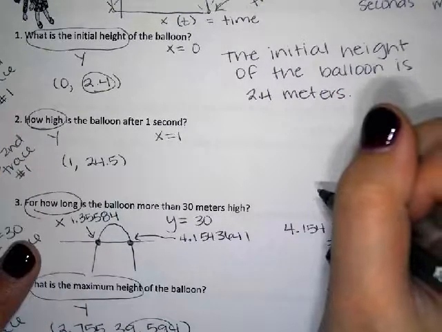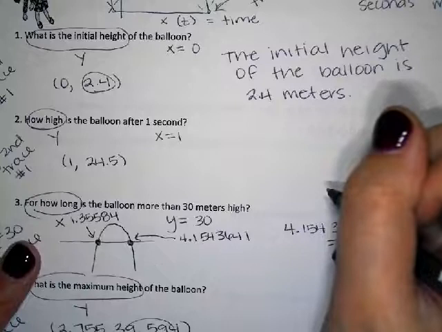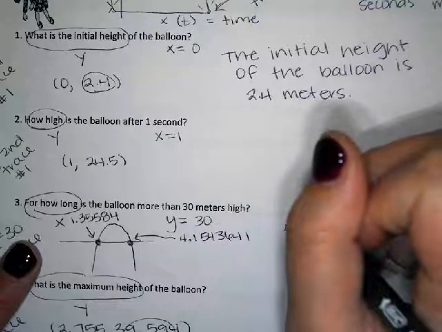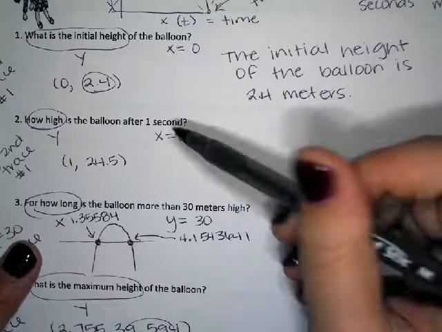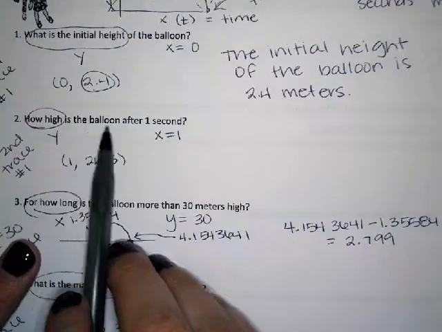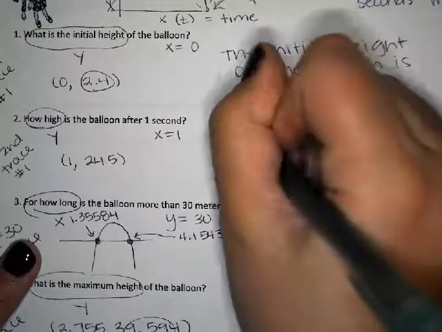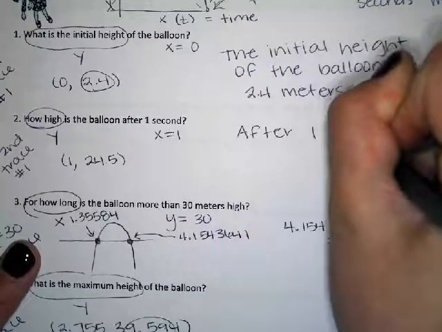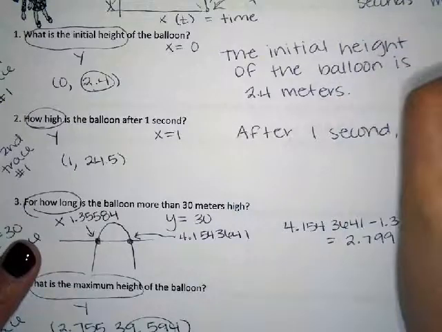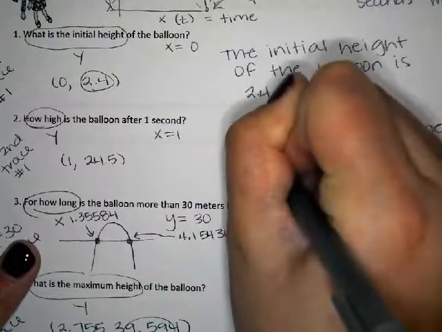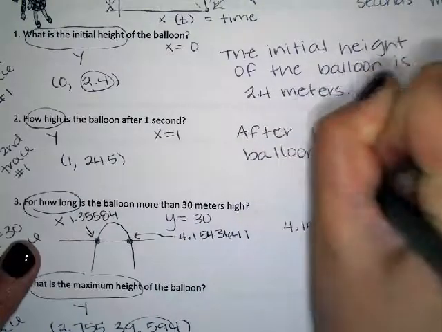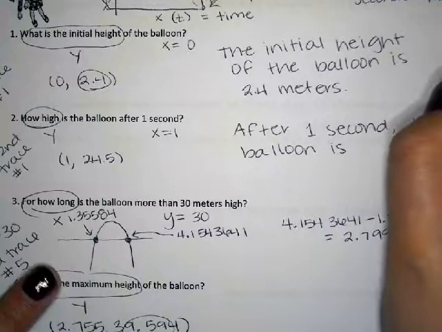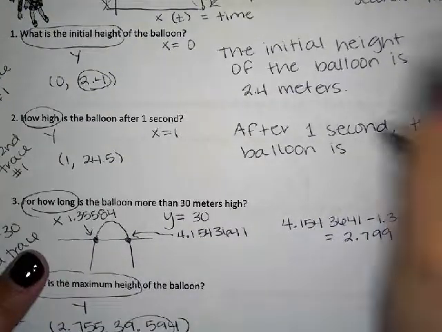All right. How high is the balloon after 1 second? After 1 second, comma, the balloon is. See, math is not my. You can't write one. You have to do it in proper sentences. It's one. I think it's fine. I remember that from my English teacher. After 1 second, the balloon is 24.5 meters.